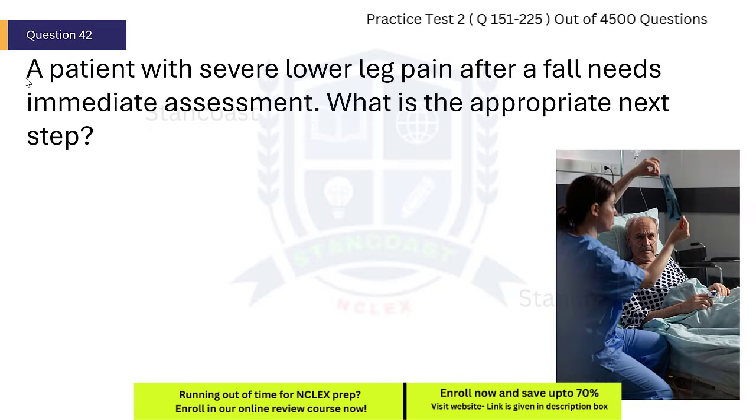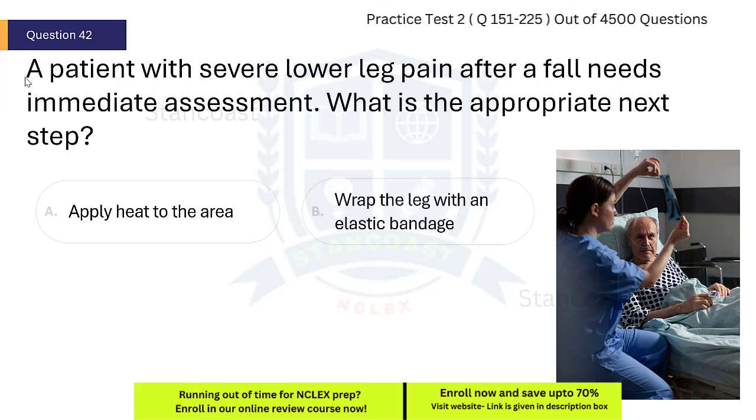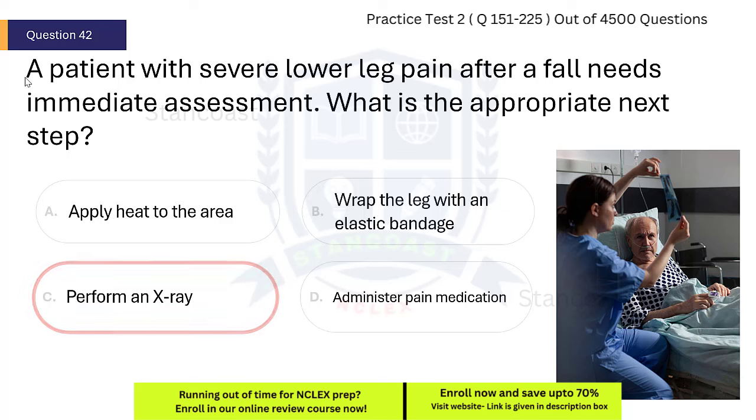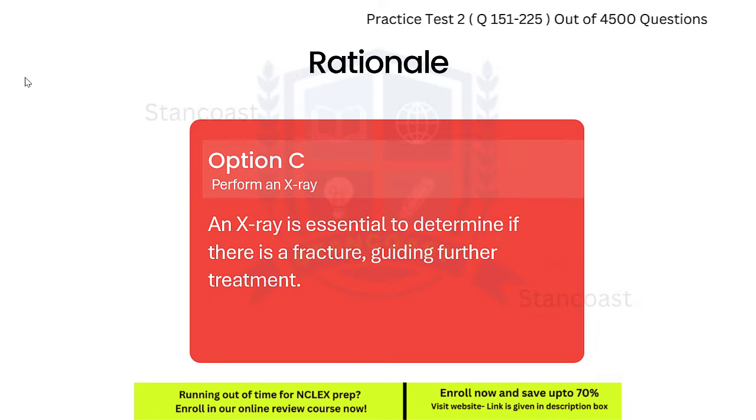Next question. A patient with severe lower leg pain after a fall needs immediate assessment. What is the appropriate next step? A. Apply heat to the area. B. Wrap the leg with an elastic bandage. C. Perform an X-ray. D. Administer pain medication. Think about the diagnostic steps following a traumatic injury. The correct answer is C. Perform an X-ray. An X-ray is essential to determine if there is a fracture, guiding further treatment.